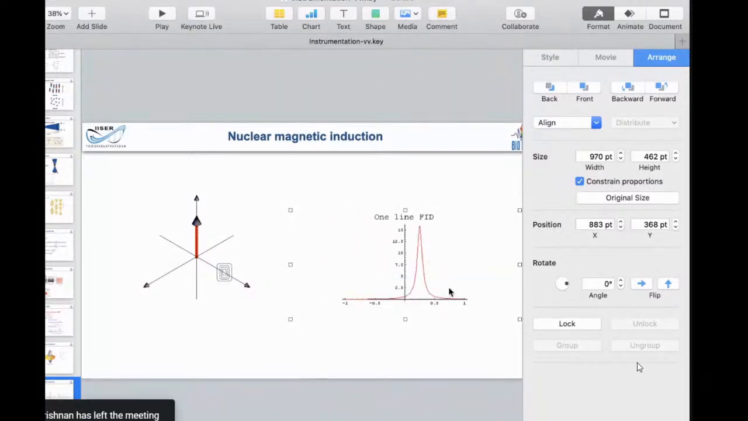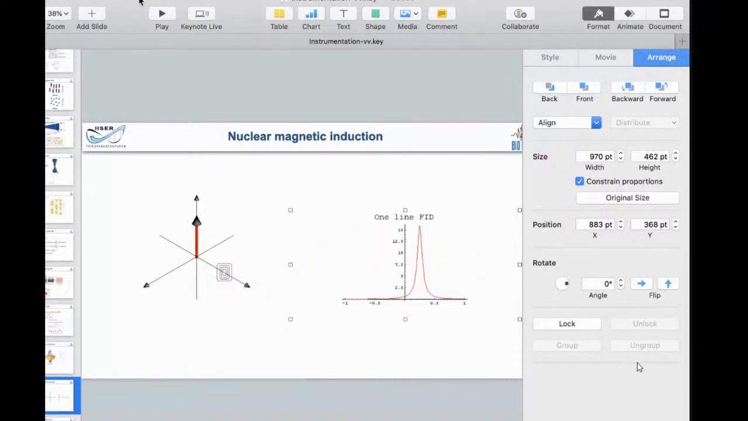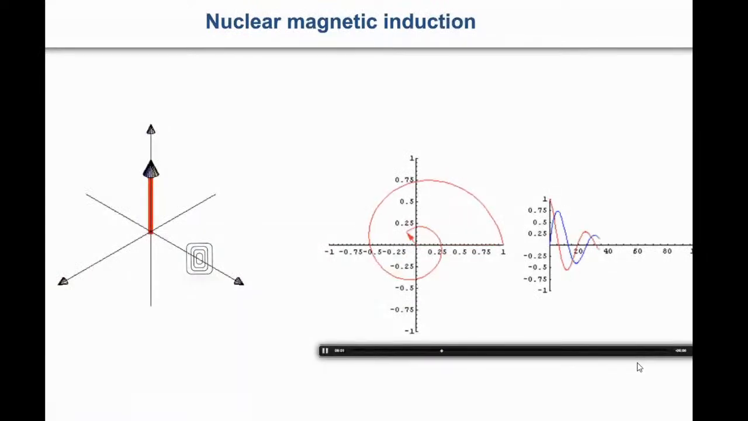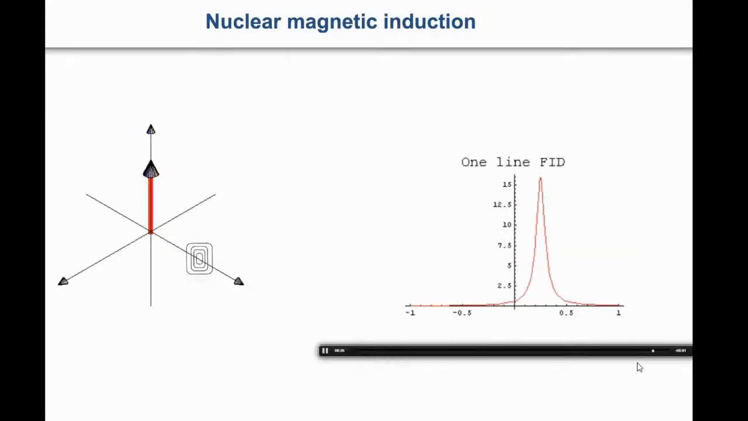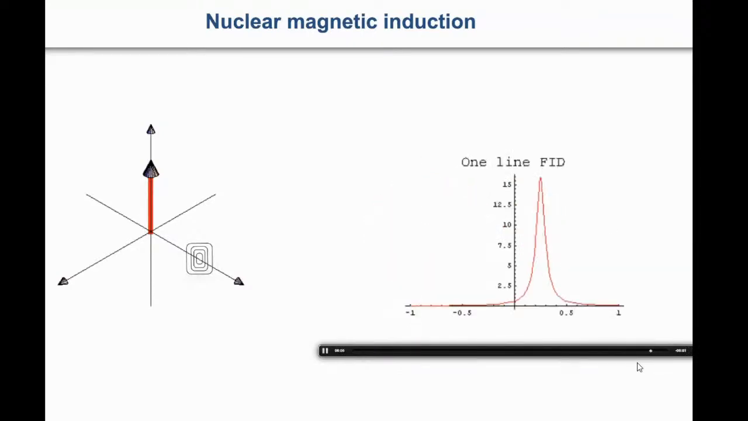Why is it oscillating? Because this guy is going around and around and around. That is why it is oscillating like that. So this oscillation is because this guy was going around and around and going up, so there is a decay also. This is called the FID, and the Fourier transform of this gives you the frequency.